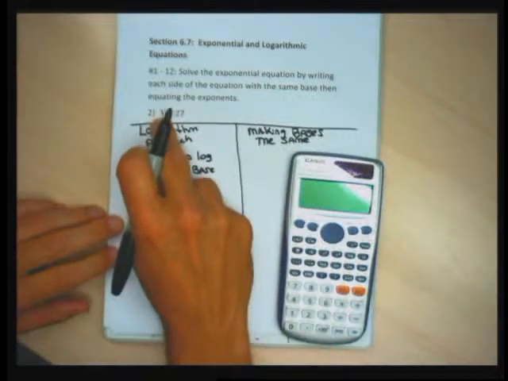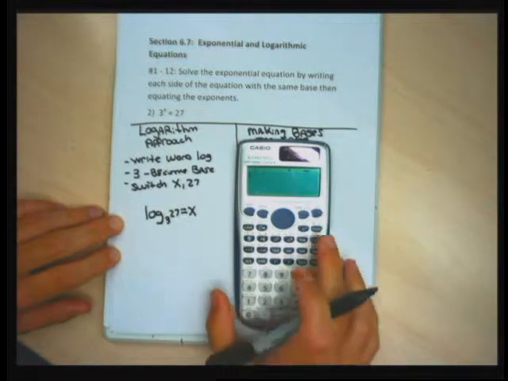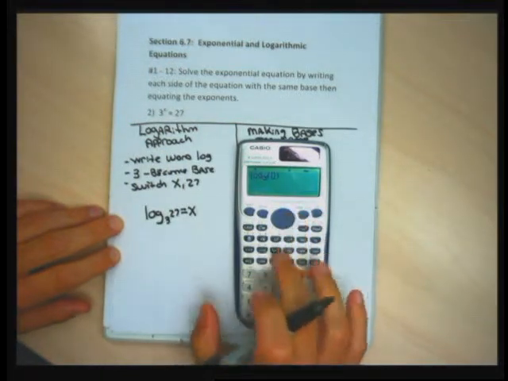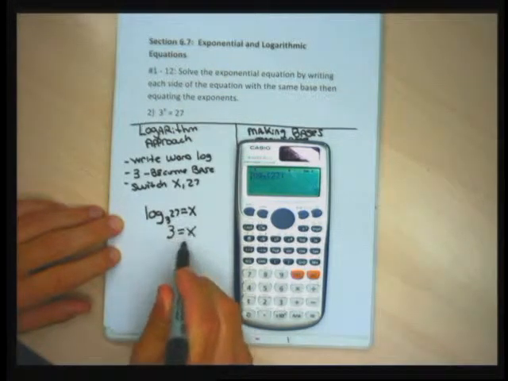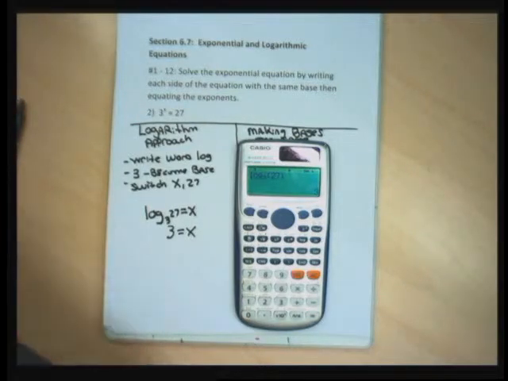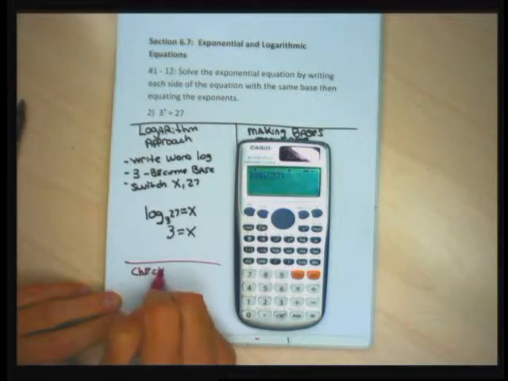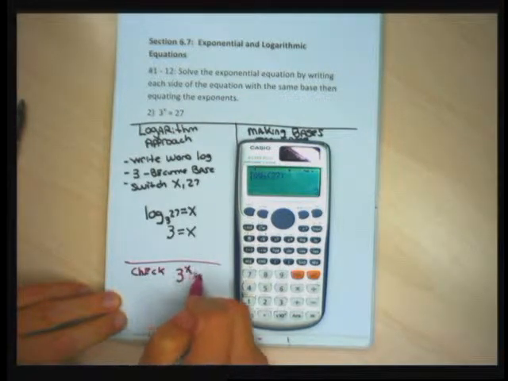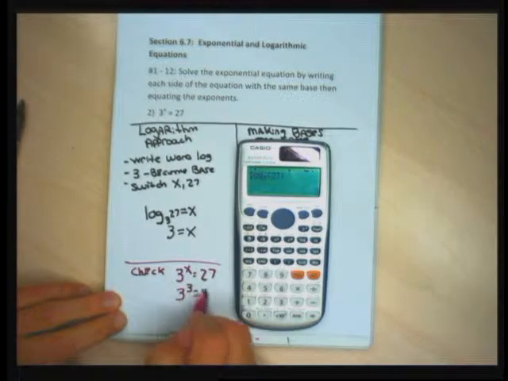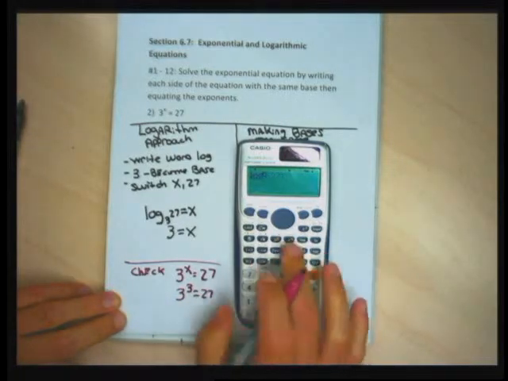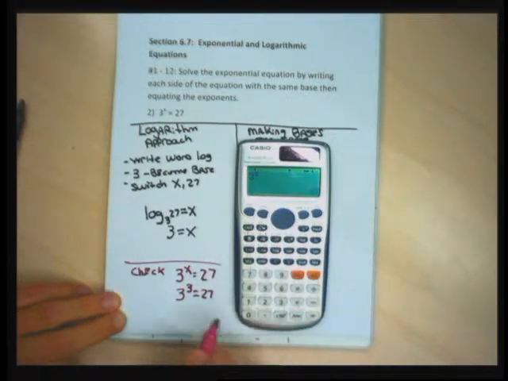I wrote the word log. The 3 was the base. It stayed low. I switched the x and the 27. We've done a few of these already. So now on my calculator, log base 3 of 27, I get 3 equals x. The nice thing is anytime I solve a problem that has an equal sign, I should be able to check. So I'm going to go ahead and check before I commit to saying the answer is x equals 3. The original problem before I did anything was 3 to the x equals 27. I need to make sure that when I change the x to 3, 3 to the third power is 27.